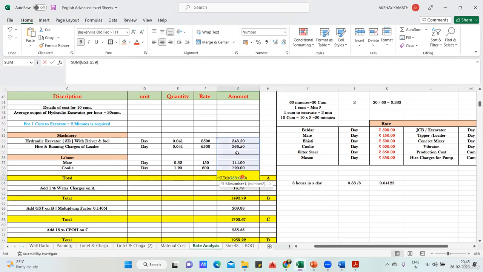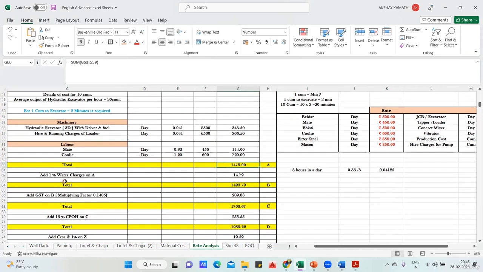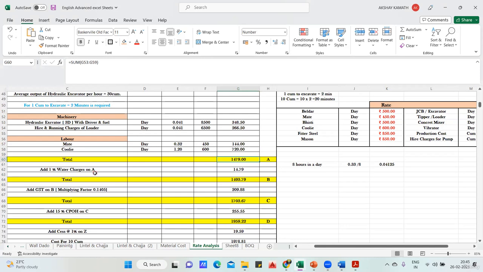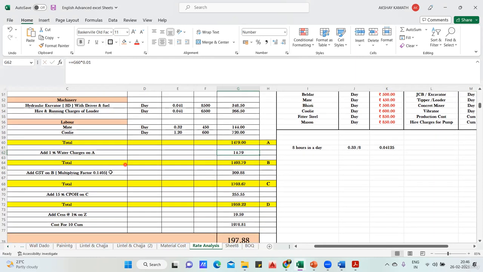So you add everything. This will be a total and you name it as A. Now, every time this remains constant: 1% will be water charges on A. So 1479 multiplied by 1%, that is 0.01, will be 14.79 rupees, because when you do the excavation, maybe the labor requires water for drinking purposes and all. So whatever work we do, we take 1% as extra water charges.